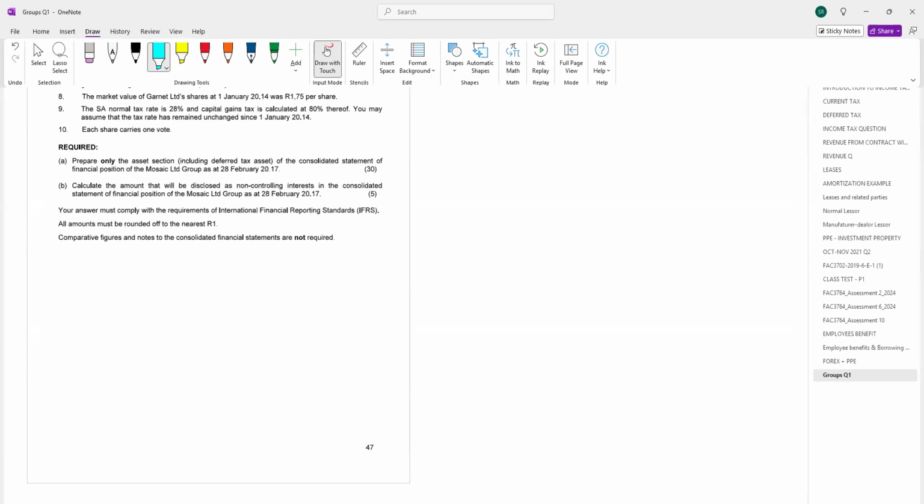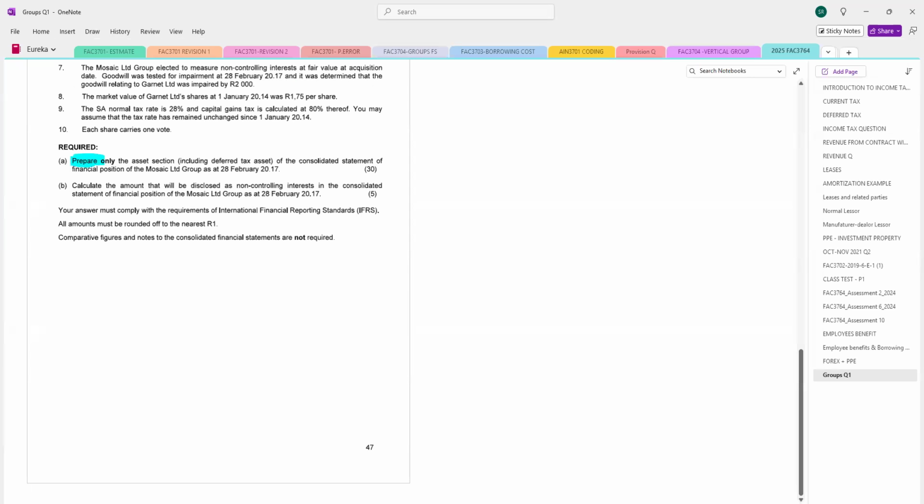So it says prepare only the asset section, including deferred tax assets, of the consolidated statement of financial position of Mosaic Limited Group as at 28 February 2017. So they only want you to prepare only one section, right? All right. Then this is going to be 30 marks. So this is a 30-mark question, only one question being 30 marks.